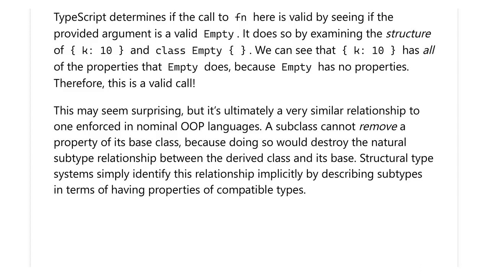This may seem surprising, but it's ultimately a very similar relationship to one enforced in nominal OOP languages. A subclass cannot remove a property of its base class, because doing so would destroy the natural subtype relationship between the derived class and its base. Structural type systems simply identify this relationship implicitly by describing subtypes in terms of having properties of compatible types.